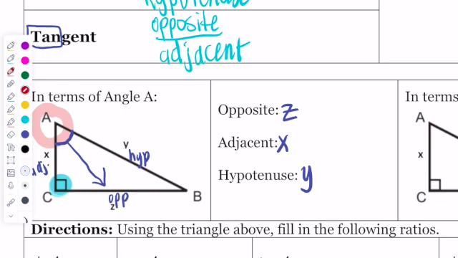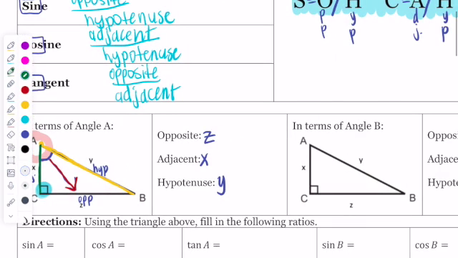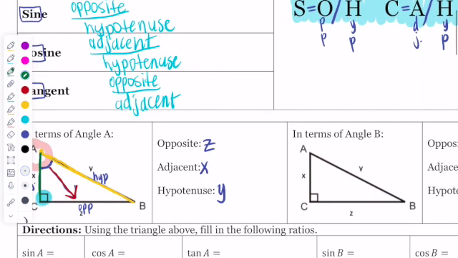So the opposite is always going to lie on the side that is not touching the angle. And then the hypotenuse is always going to be opposite the right angle. It is the longest side. It's going to be touching one of these acute angles. And then our adjacent is going to be the other piece that's touching it. So you can see that yellow and green both touch the acute angle that we're looking at.